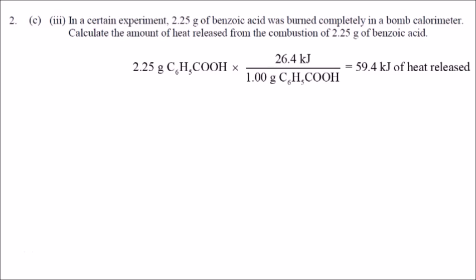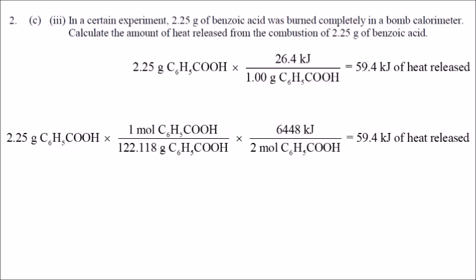Another way to solve this question and get the same answer is we could use 2.25 grams of benzoic acid. We could first convert to moles, and then we could use the answer from the last problem, where 6,448 kilojoules of heat is released for every 2 moles of benzoic acid burned. Either way, we get 59.4 kilojoules of heat released.